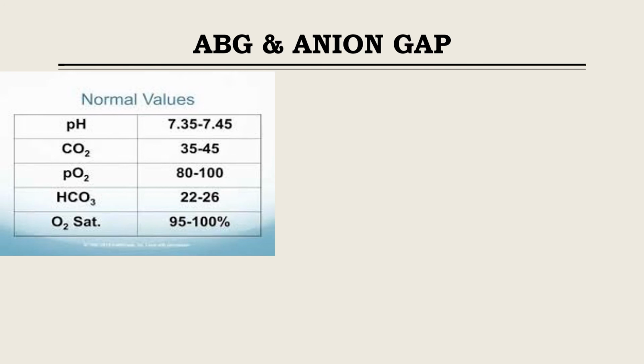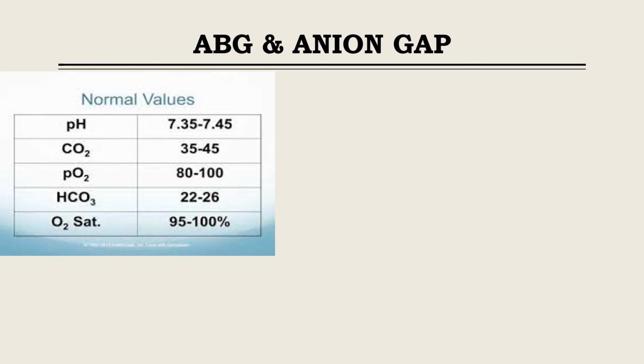These are the normal values, and you should know the normal values to know the abnormal. pH from 7.35 to 7.45. PCO2 from 35 to 45, bicarb from 22 to 26 milliequivalents. So if the pH is in this range, it is a normal pH.